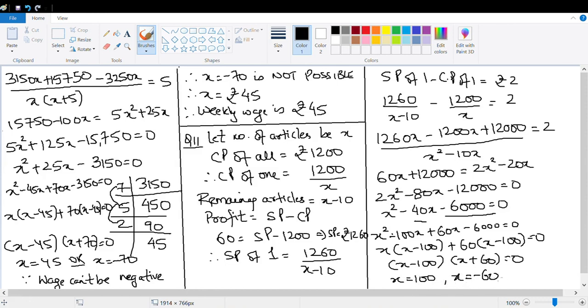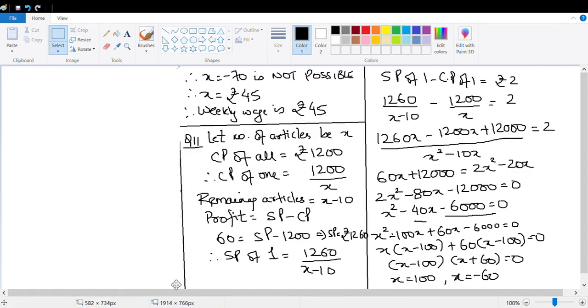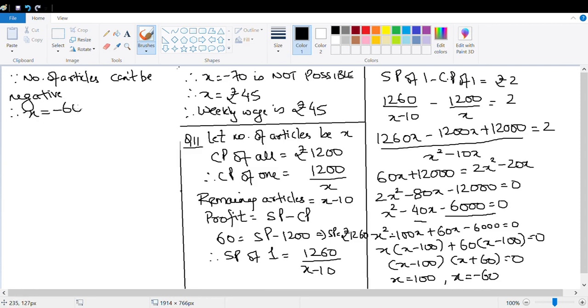What was X? X is the number of articles. Since the number of articles cannot be negative, therefore X is equal to negative 60 is not possible. Therefore X is equal to 100.